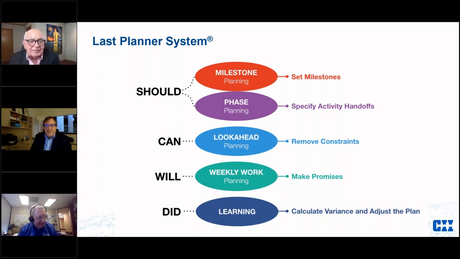Yeah. So we talked about the first two bubbles there, milestone and phase pull planning, as the 30,000 and 10,000 foot view of those things. Now the bottom three bubbles are really ground level. The plane has landed. We are doing this. What we should do is what we plan. Now, what we can do is called look ahead planning or make work ready planning. That's where we identify any of the things that are missing, any constraints. Do we have enough labor, materials, equipment? Is the site ready? All that stuff. Then we make a commitment in a weekly work plan of what we will do.